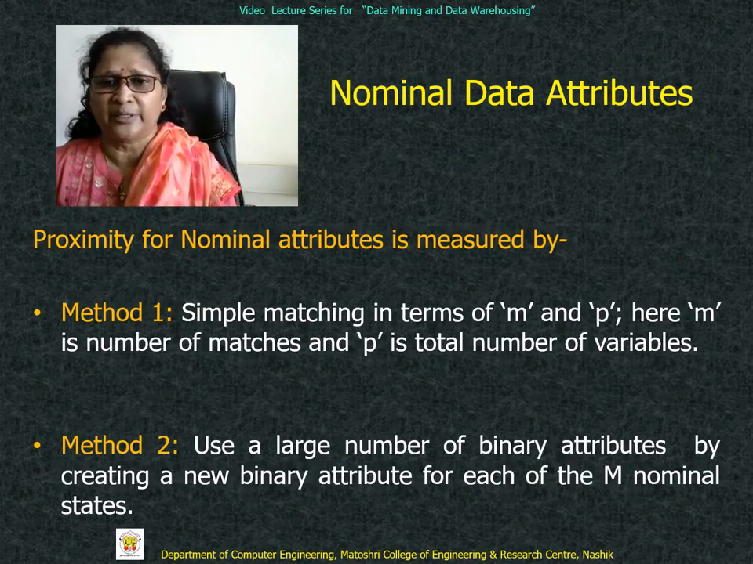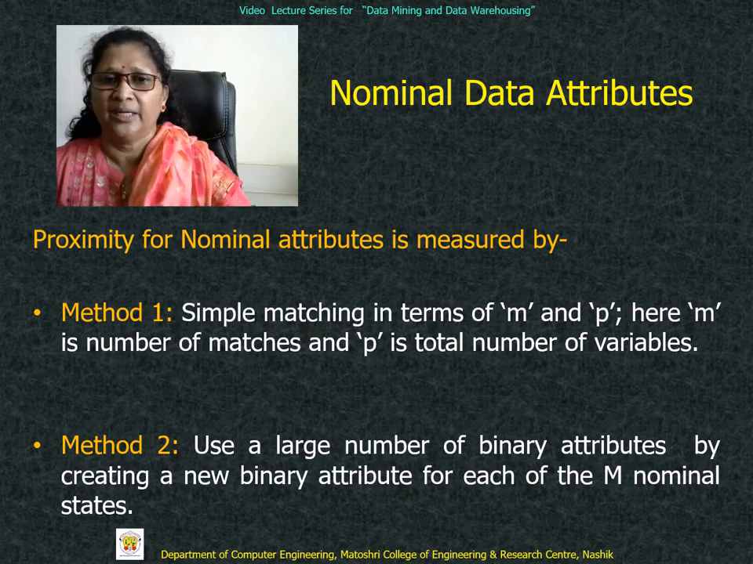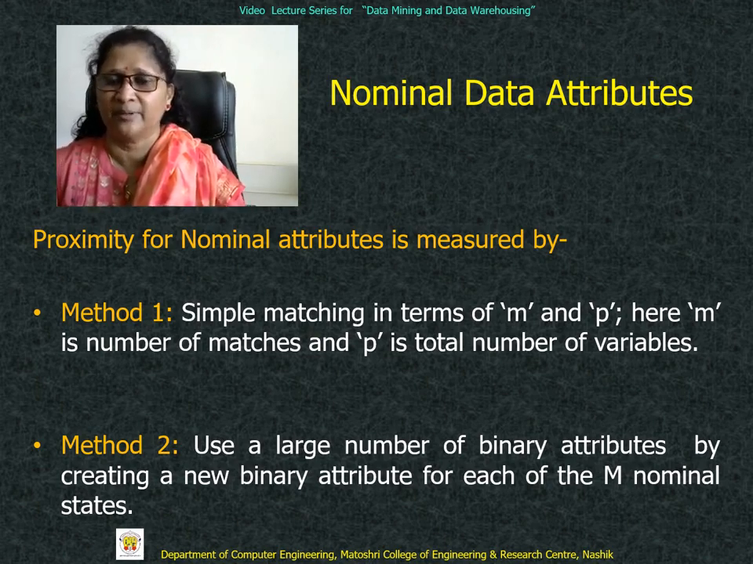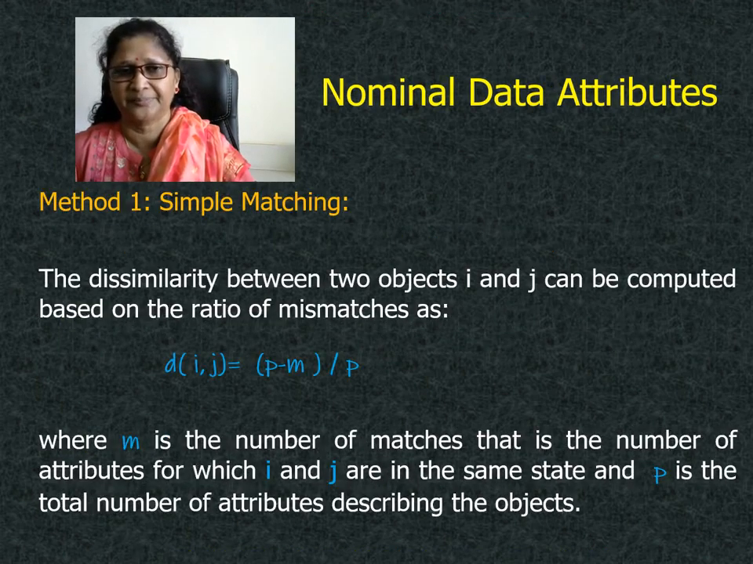Now, how do we measure proximity of nominal attributes? There are two popular methods used for measuring nominal attribute proximity. First method is simple matching in terms of m and p, where m is the number of matches between the two objects and p is the total number of variables or features which we are using. And second method is we use a large number of binary attributes by creating a new binary attribute for each of the M nominal states. Later we will see how we can represent a binary attribute for each nominal state.